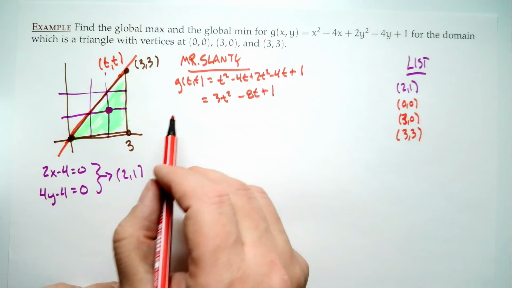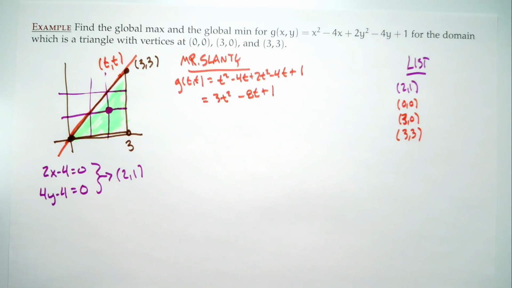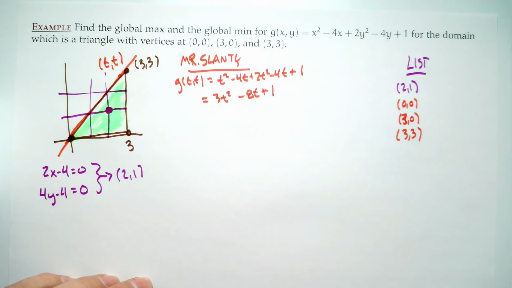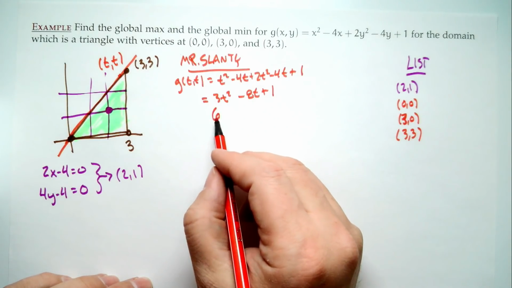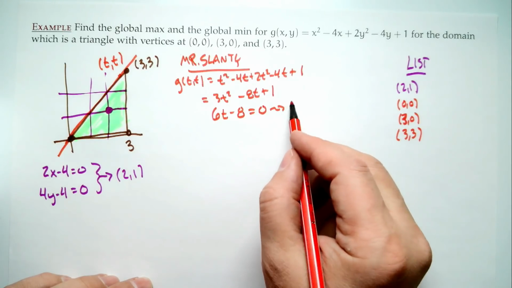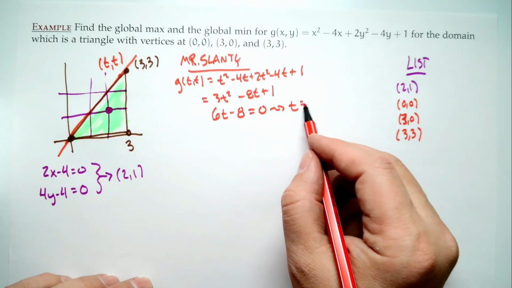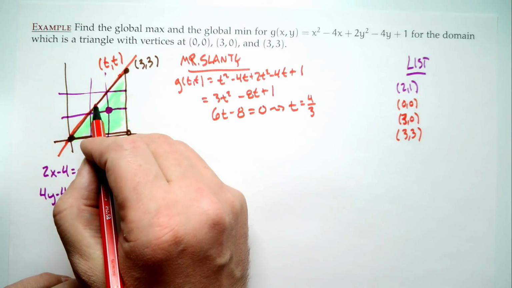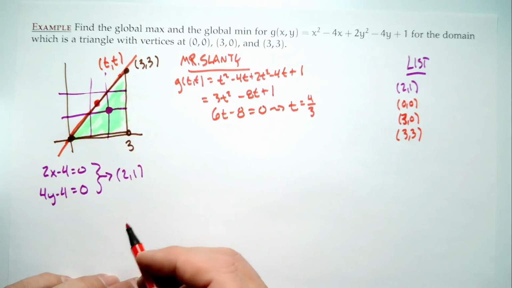Okay, so that's the function as a single variable. That's the point of going down a dimension. When we're on the boundary, instead of being a function of 2 things, we're a function of 1 thing. And now that we're a function of 1 thing, we use one-dimensional tools. So the derivative of 3t squared minus 8t plus 1 is 6t minus 8, set it equal to 0. And what's true about t? 4/3. So that leads to the point 4/3 comma 4/3, which is over here.